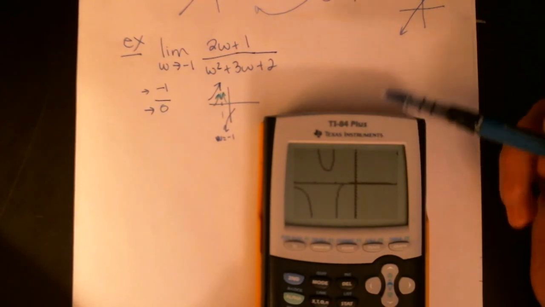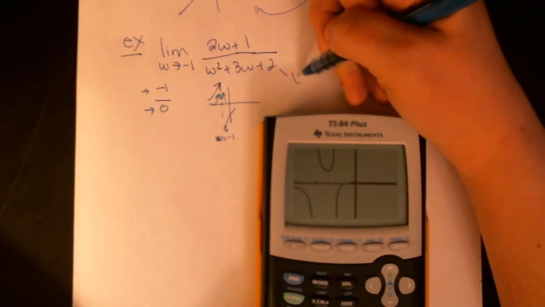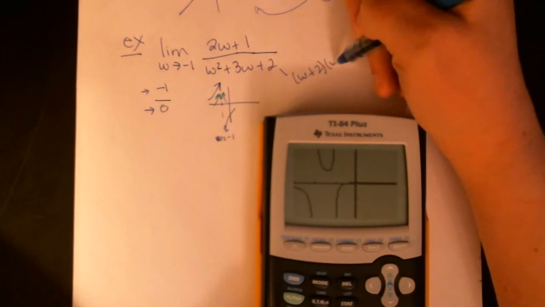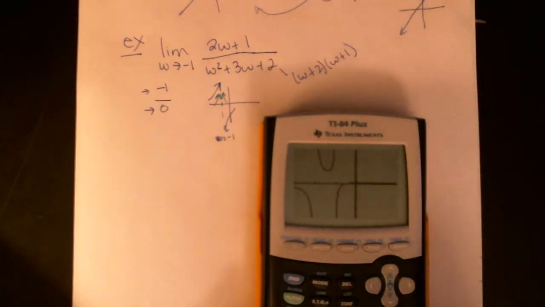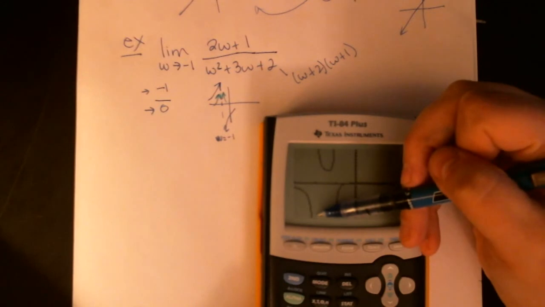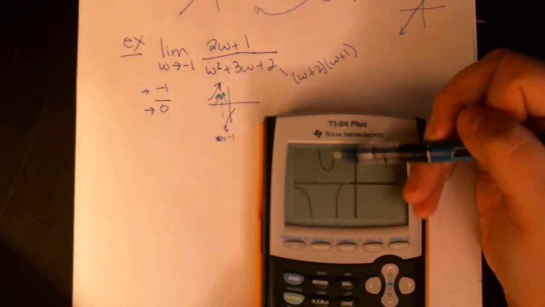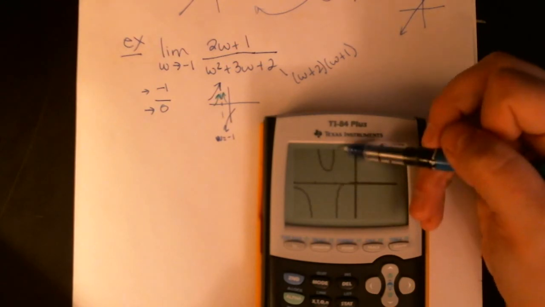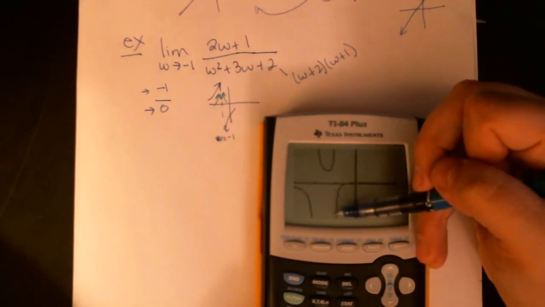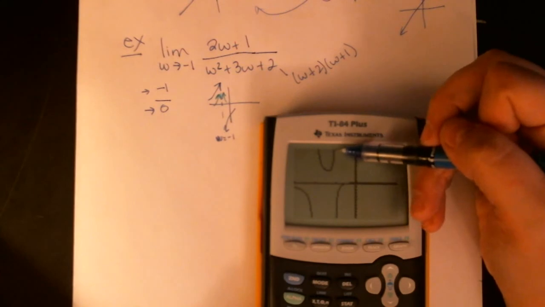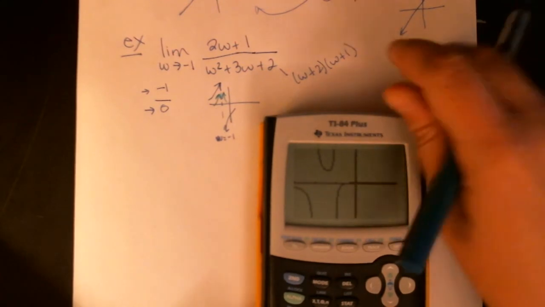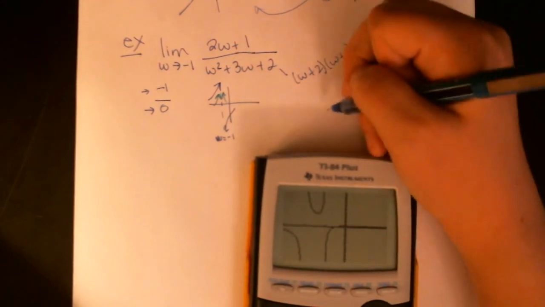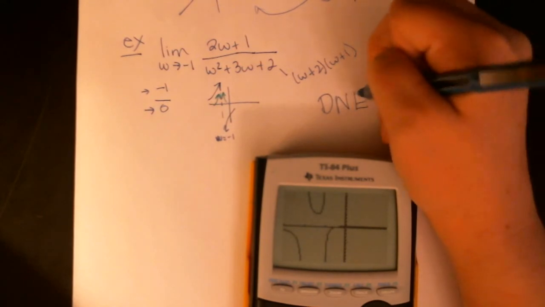Yeah, there they are. So we could factor this to see as well. This is (w + 2)(w + 1). So there are vertical asymptotes at -2 and at -1. We get this little chunk in the middle. So we're interested in what's happening near -1. Hey, I did good drawing my first one. We're getting a positive infinity on the right and a negative infinity on the left. So this is going to be a does not exist.